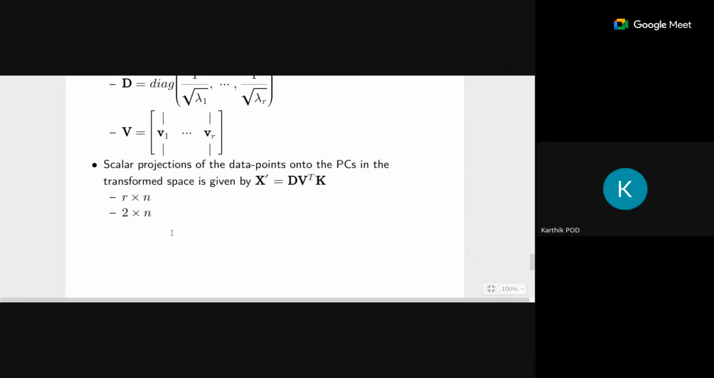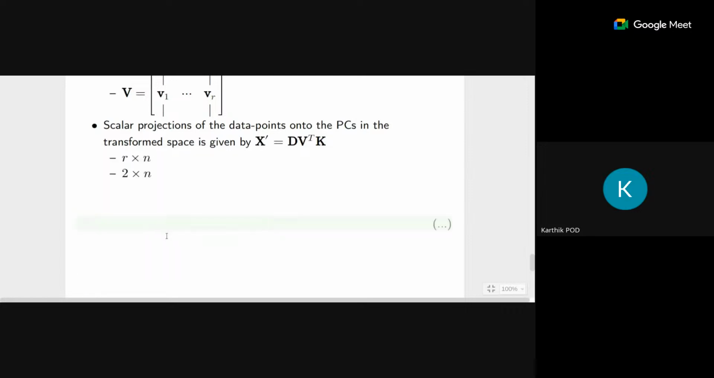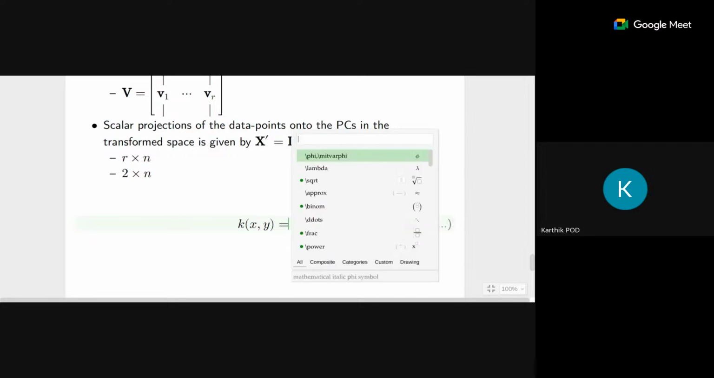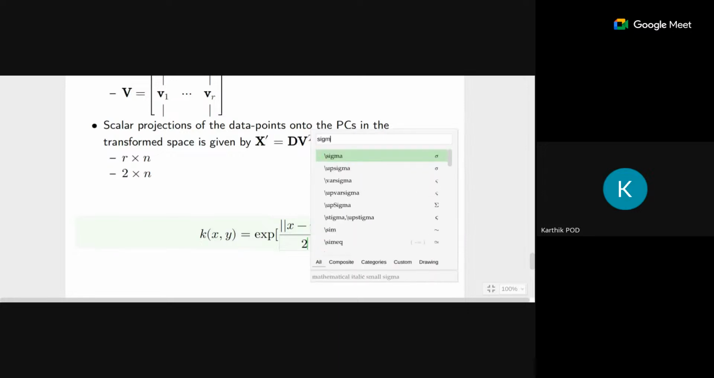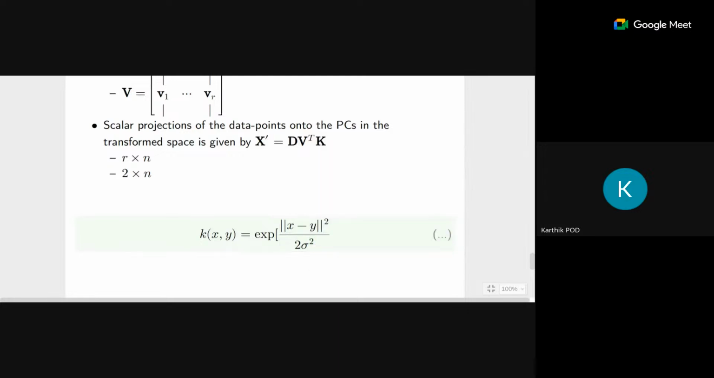Whatever. So you may not know phi at all, right? For example, we have not discussed this kernel so far, but if you look at the Gaussian kernel, it is given by e power minus norm of x minus y, the whole square by 2 sigma square. So this is what is called the Gaussian kernel.